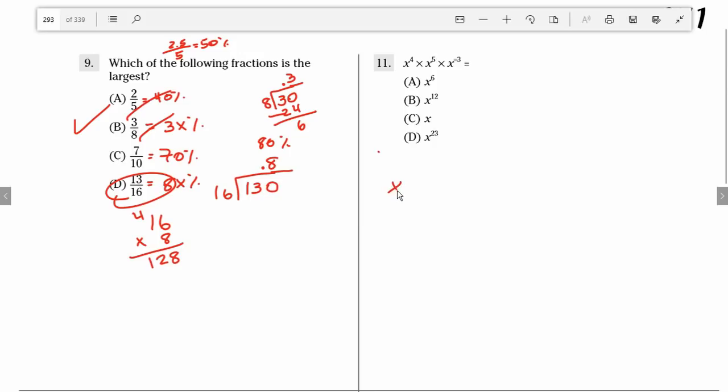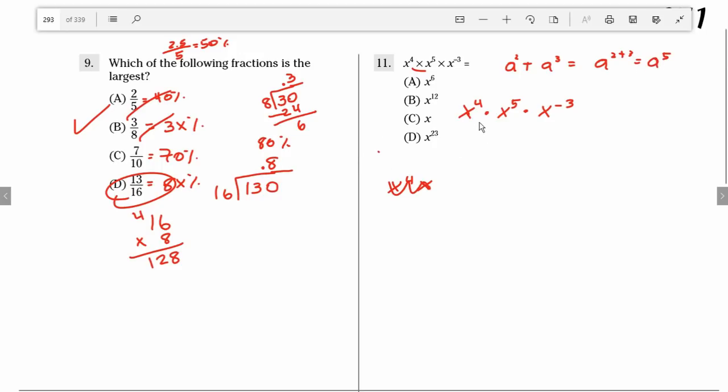Okay, number 11, we have x to the 4th times, and I don't like how they use this here. Usually when you have problems like this, it looks like this: x to the 4th times x to the 5th times x to the negative 3rd. Whenever you have like terms that are multiplied with exponents, you simply add their exponents. So like a to the 2nd times a to the 3rd would simply be a to the 2 plus 3, or a to the 5th.